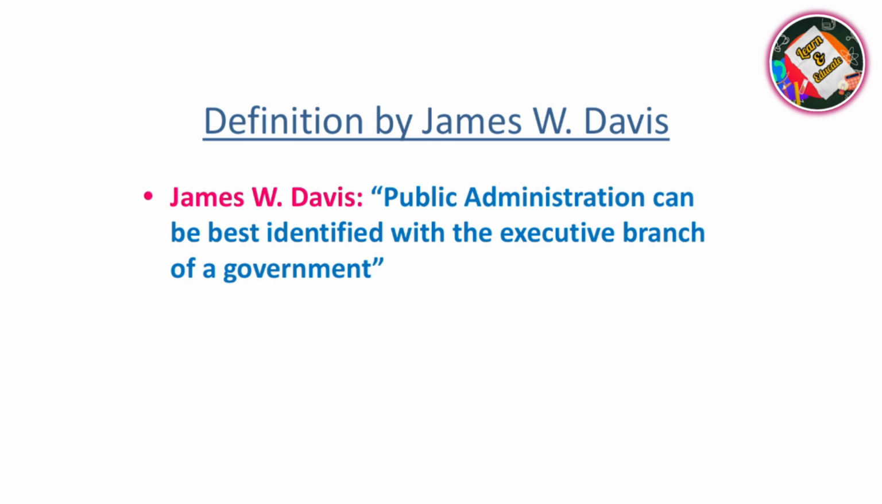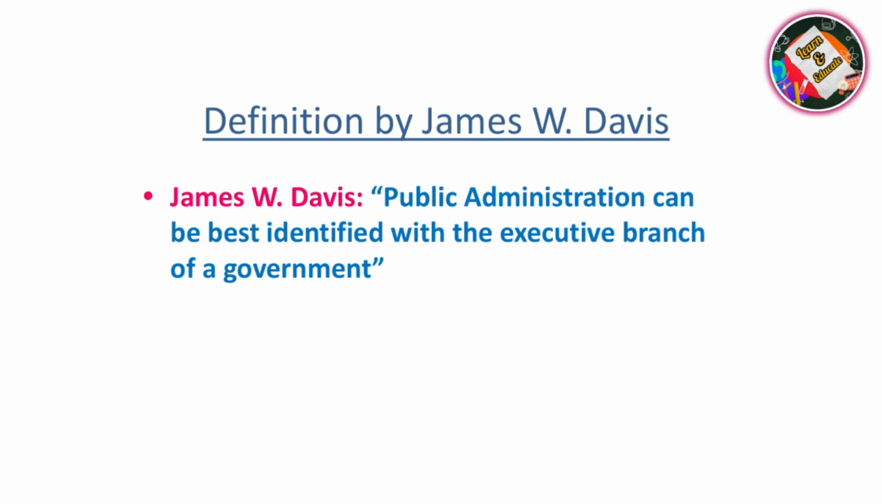James Davis has given a narrow view of public administration by equating it with only the executive branch. It is valuable because it brings precision and focus to the subject of public administration. It highlights the action-oriented nature of governance and therefore separates administration from lawmaking and adjudicating, giving it its own identity. It may be seen as a limitation, since modern perspectives argue that public administration also involves policy formulation, advisory roles, and collaboration with the legislature and judiciary.